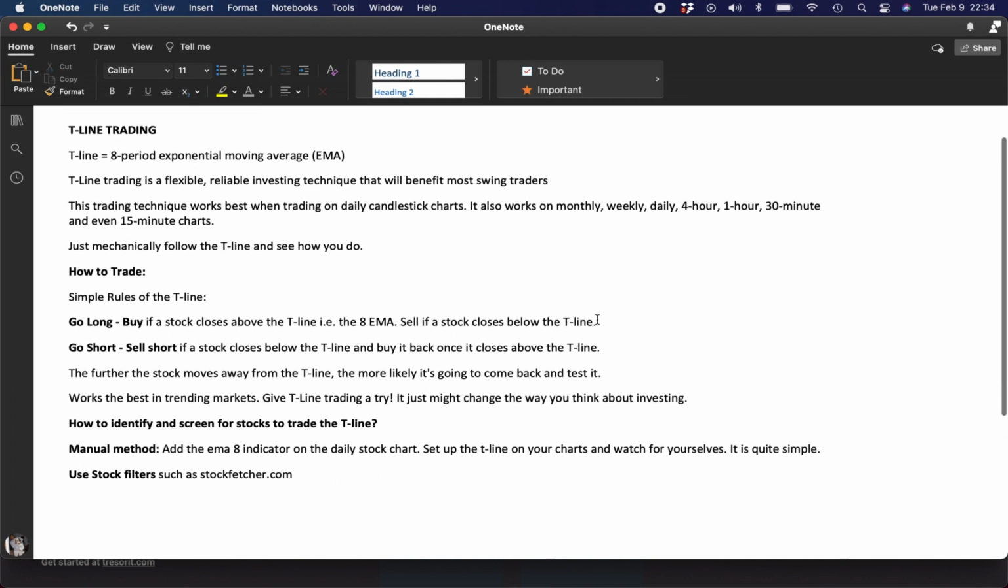How can you trade this? So like I said, the T-line is the 8-day exponential moving average. Now in this strategy, we wait for the exponential moving average to tell us when to buy or when to sell a stock. So the simple rules here: you can go long or buy a stock if the stock's price closes above the T-line. That is, if a stock price closes above the 8-period EMA, you basically want the price action to close above the T-line in order to stay in the trade. And you sell if the stock closes below the T-line.